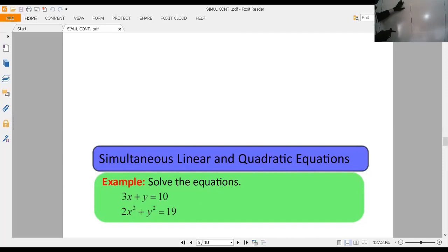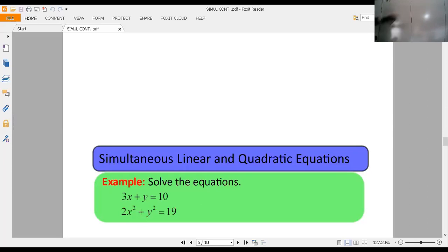Because it's a linear equation, it is very easy for you to make any of the variables the subject of the formula, then substitute into the other equation to make life very easy. And that will spill out the solution. And that is what we will do. Now, if you consider the linear equation, this is a linear equation.